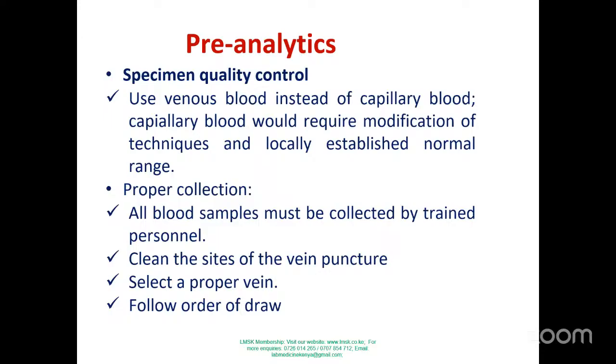So after we have prepared our patients adequately, now we are in the specimen collection phase, where we want to look at the specimen quality control. So what are you looking at? What kind of specimen do you need for coagulation testing? So one, you use the venous blood instead of the capillary blood. Capillary blood would require modification of techniques and locally established normal range. And as you know, capillary mostly is the one that you do through the fingerprint. So you can't use that method for coagulation.